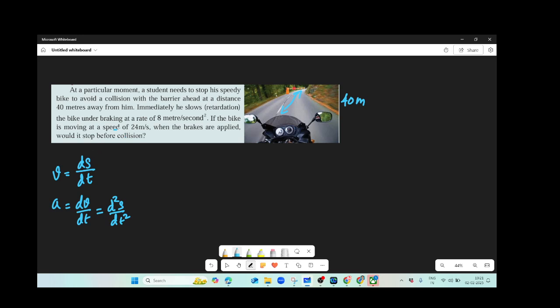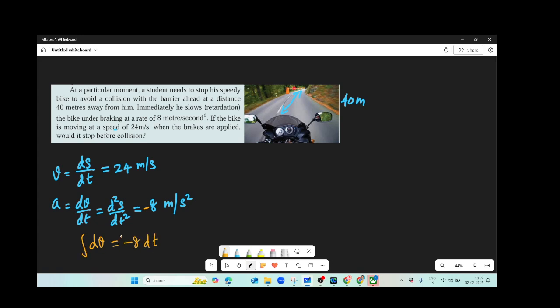Now they have given the velocity, which is 24 meter per second, the speed when the brake is applied. And they have given acceleration, which is 8 meter per second square. But they said retardation, it means negative. Acceleration is going to be reduced, so negative. Through that we can find dv equal to minus 8 into dt.